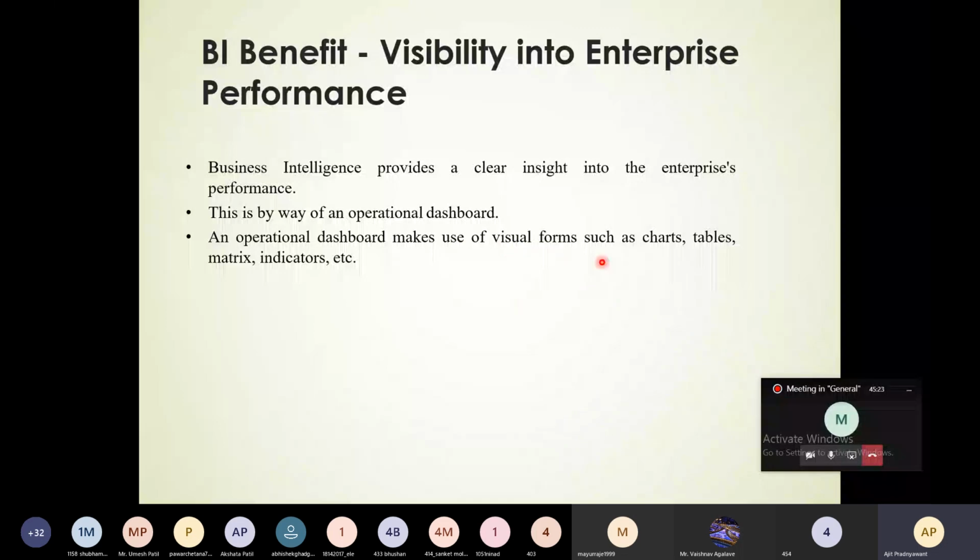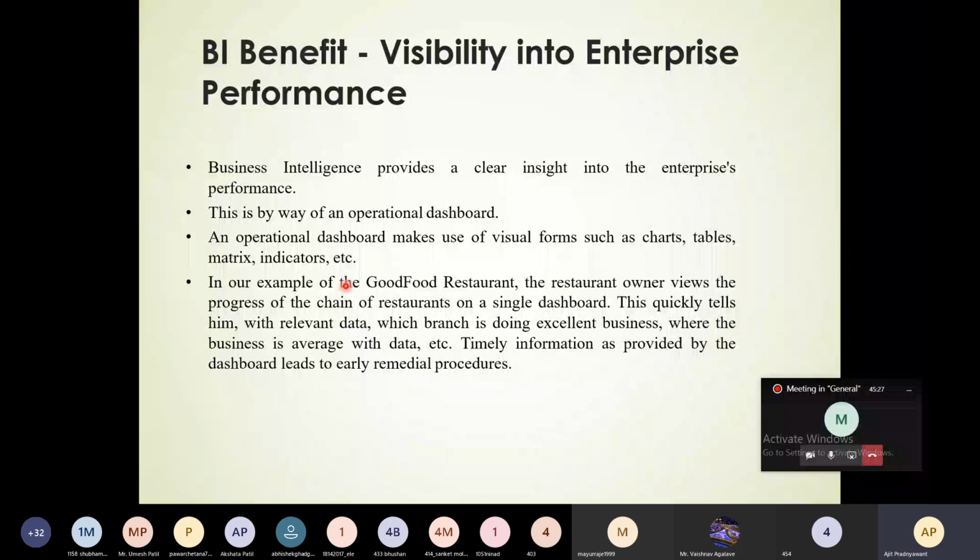This is one example of a good food restaurant. The restaurant owner views the progress of a chain of restaurants on a single dashboard. So this quickly tells him with relevant data which branch is doing excellent business and where the business is average. Timely information as provided by the dashboard leads to early remedial procedures.